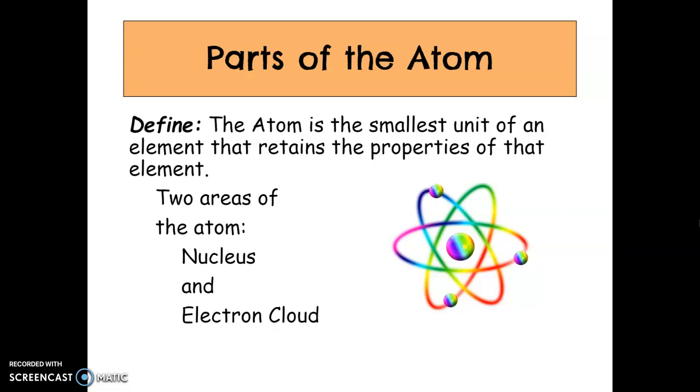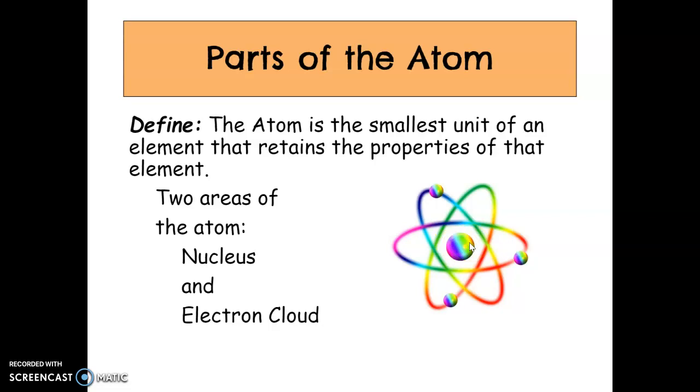All right, so first we have to talk about what an atom is and what its components are. The atom is the smallest unit of an element that retains the properties of that element. There are two areas of the atom. The nucleus is going to be in the middle, kind of like the nucleus of a cell.